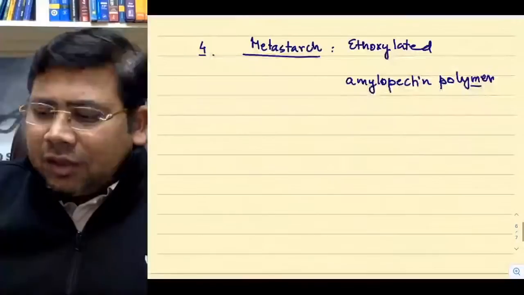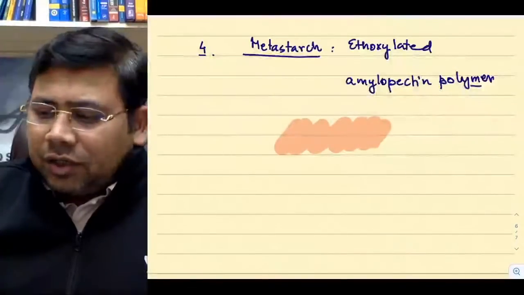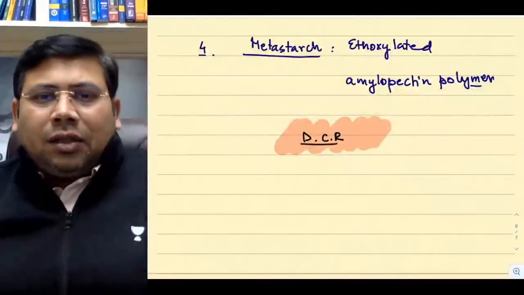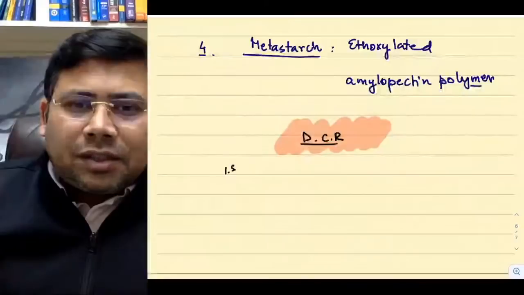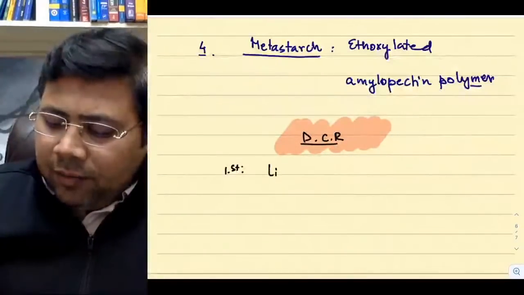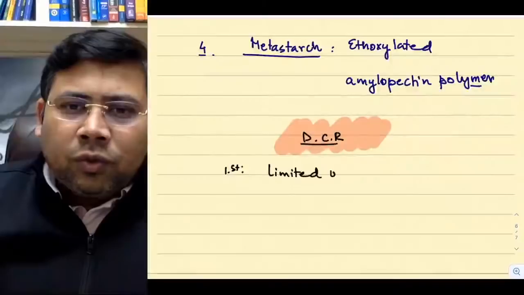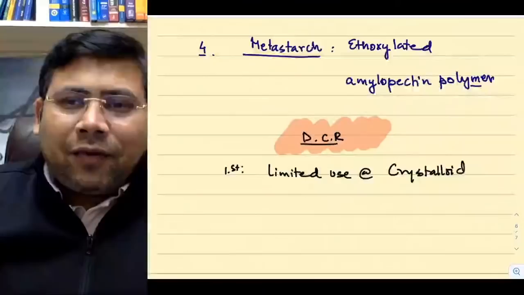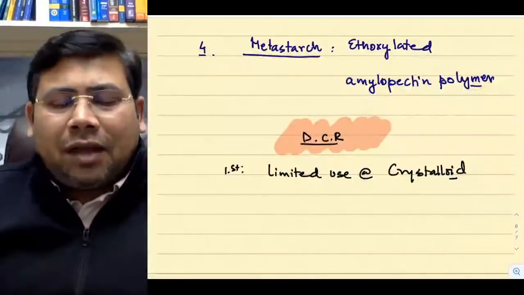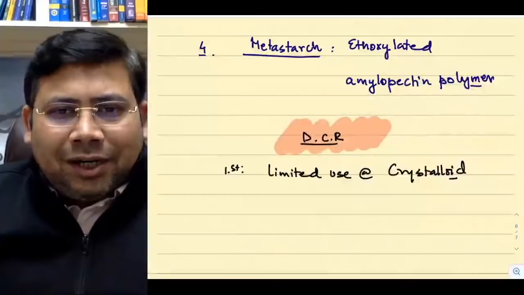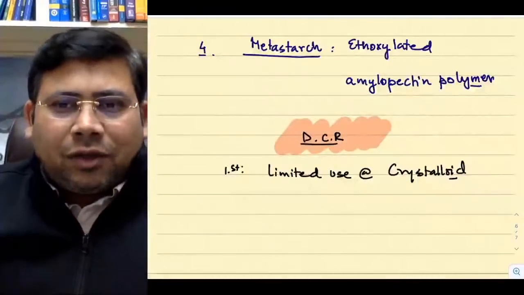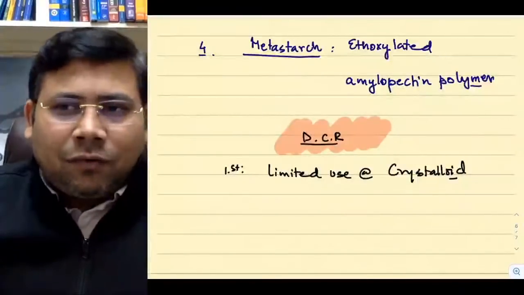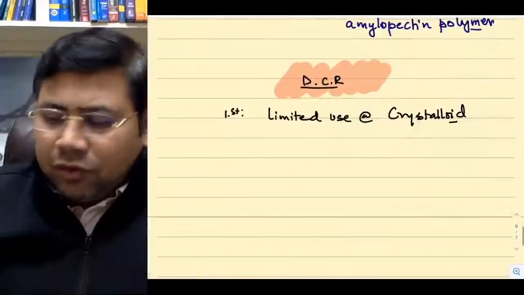Let us quickly revise the concept of damage control resuscitation, DCR. The first principle of damage control resuscitation is limited use of crystalloid. You are not allowed to use crystalloid at the rate of 5 liters or 6 liters. Say the patient already has hypovolemia. Suppose 3 liters of blood is there and you add 6 liters of crystalloid, you have converted this blood into lassi. Yes or no? Or a smoothie? Or a mojito?